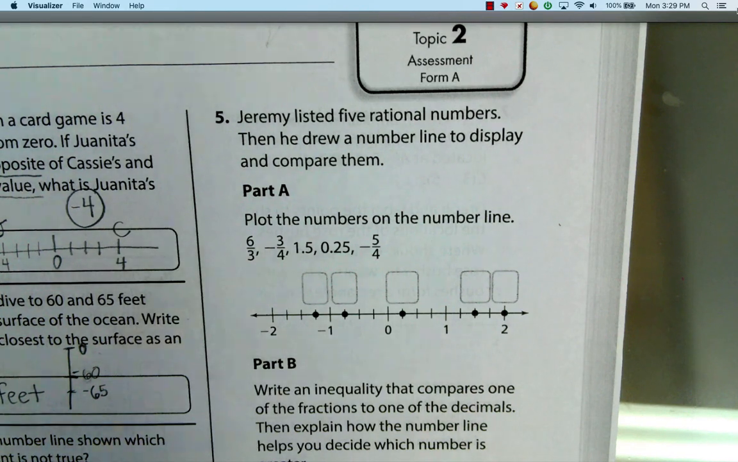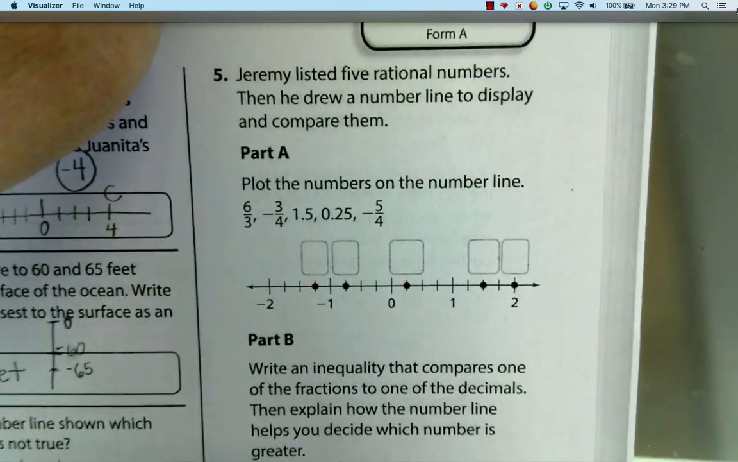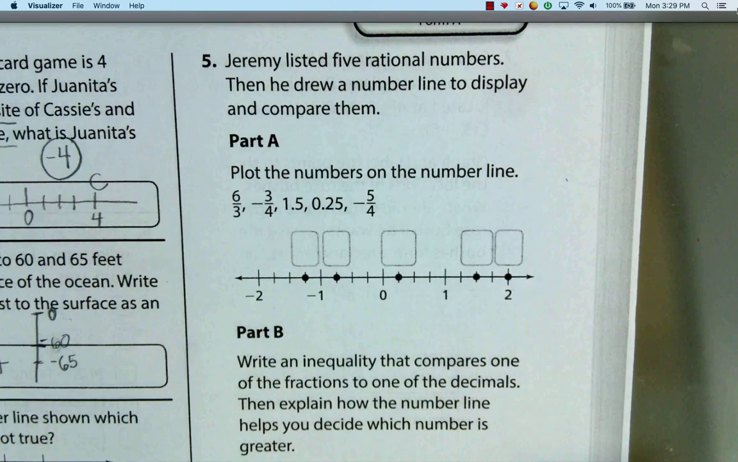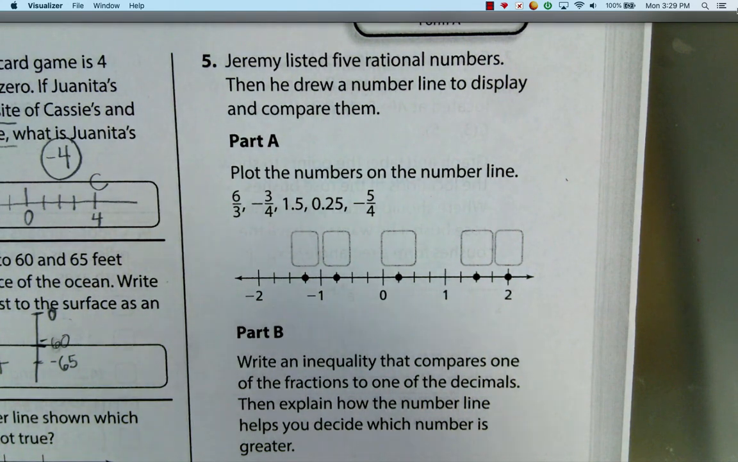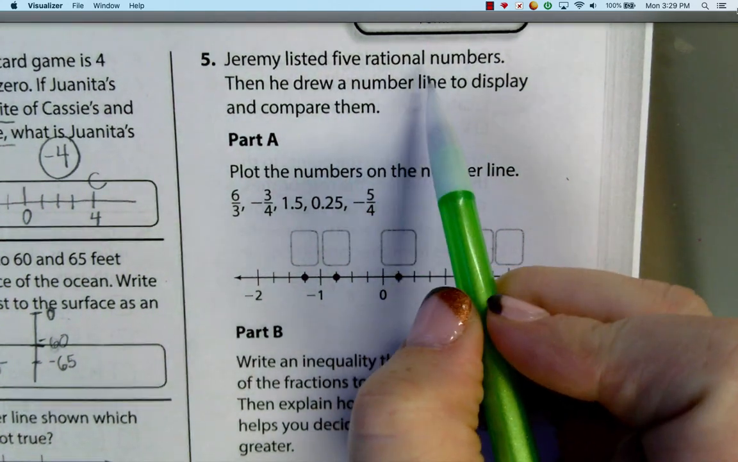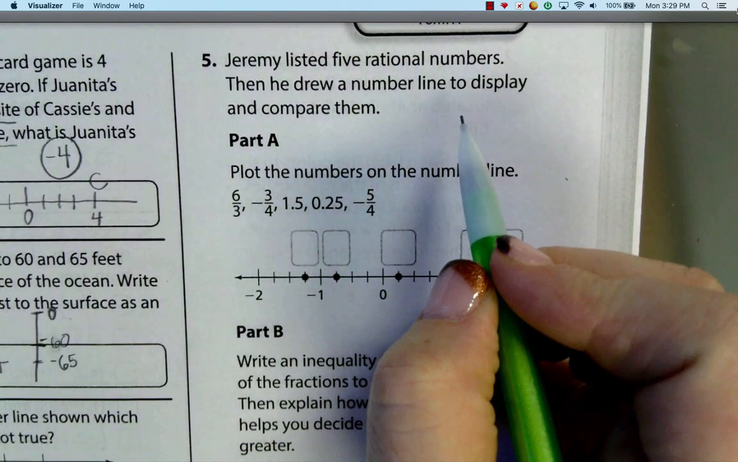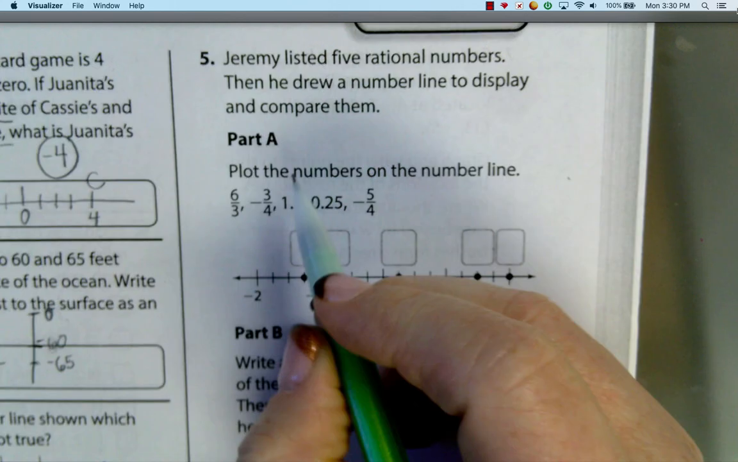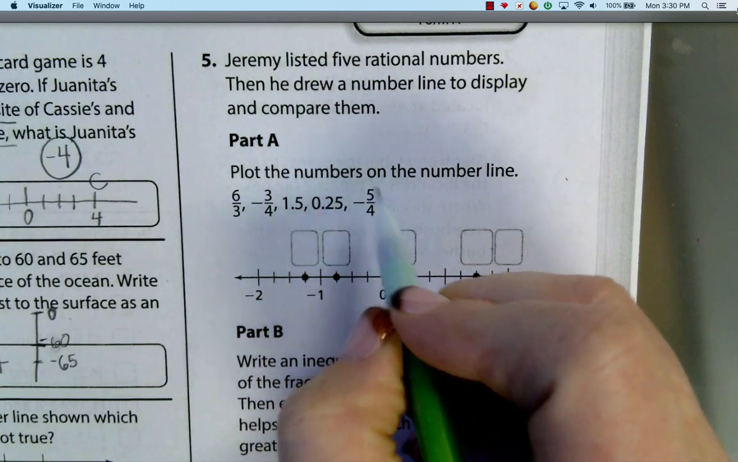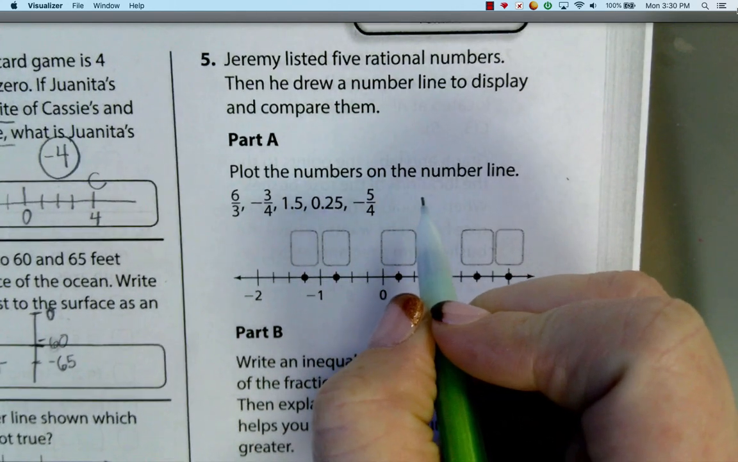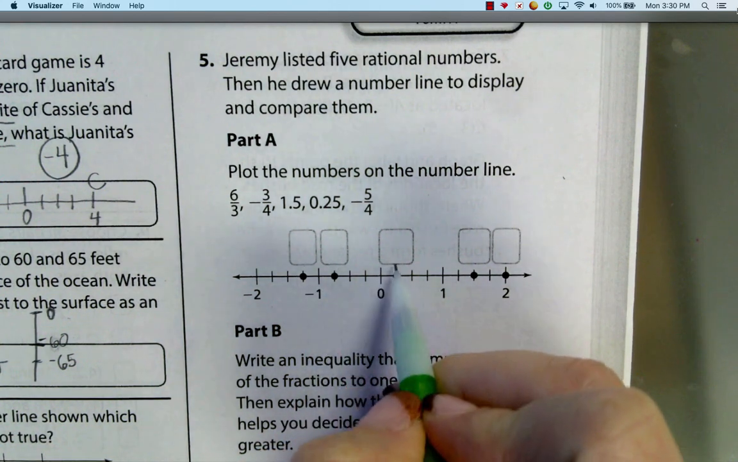Okay, number 5 is a two-part question, so we got to get the first part right, move it on to the second part. But it says Jeremy listed 5 rational numbers. Then he drew a number line to display and compare them. So we need to plot the numbers on the number line. So they give you, these are where numbers are going to go, okay?